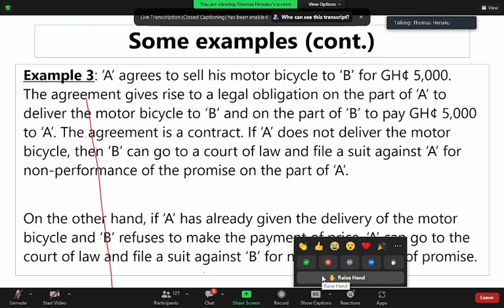A agrees to sell his motor bicycle, and it gives you a premise. The agreement gives rise to a legal obligation on the part of A. That is giving you the indication that there was some agreement of a sort. There was a legal consideration, because it says it gives rise to a legal obligation. It is part of the example, the scenario. So why do you get back and say that there was no legal writing, whatever? It's been given to you in the scenario. Do you see that? I see.